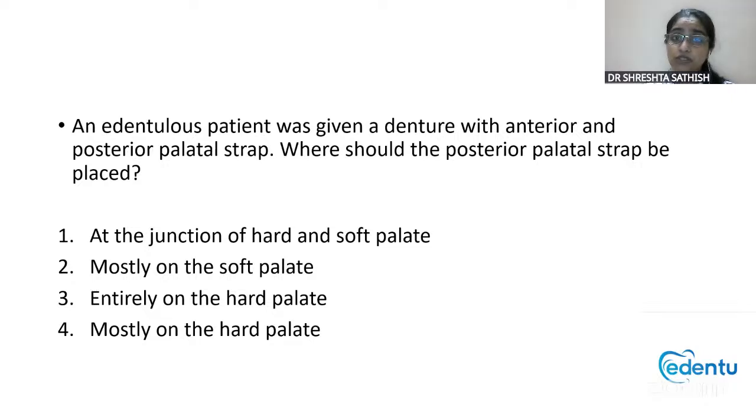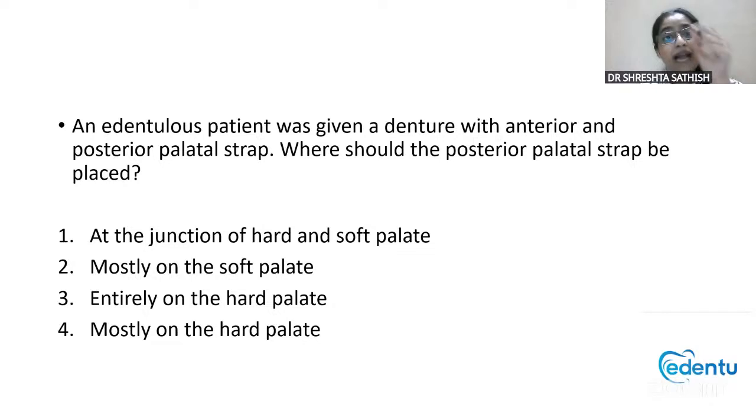An edentulous patient was given a denture with anterior and posterior palatal strap. Where should the posterior palatal strap be placed? At the junction of the hard and soft palate, mostly on the soft palate, entirely on the hard palate, or mostly on the hard palate. When you're talking about a metal strap, a metal denture, never cross the metallic portion over to the soft palate, never to the movable area. That can cause loss of retention. So always keep the posterior palatal strap short and keep it entirely on the hard palate.